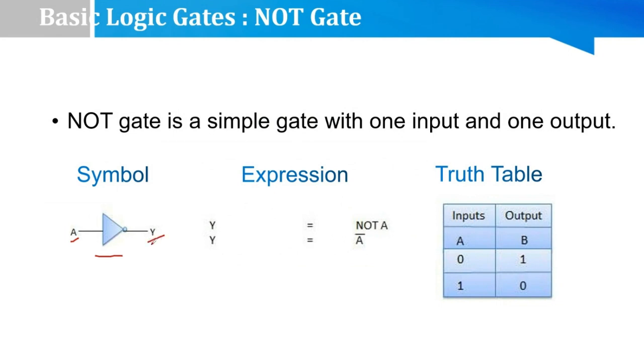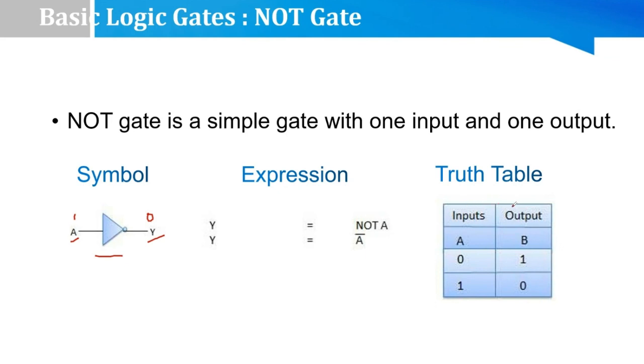So how does it operate? Whatever input you give, it will give the inverted value of that input. Suppose you give input as 1, it will give output as 0. Its operation is that whatever you give as input, it will provide the inverse of that. Here you can see the truth table.